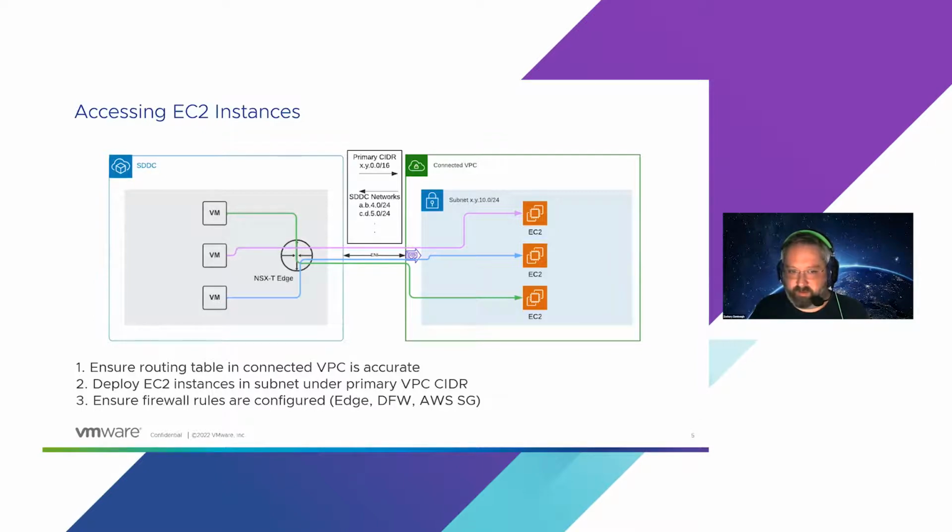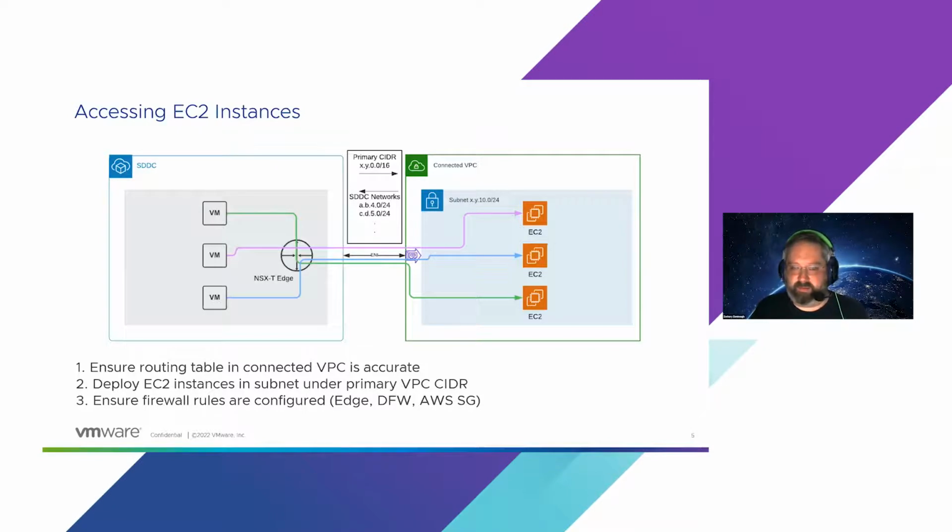The smallest is a /28. But if you want to be able to deploy other subnets, for example, this one, which we can see is XY10/0/24, you need to make your primary CIDR sufficiently large in order to create additional subnets to deploy EC2 instances in this example. The primary CIDR can't be changed after you deploy a VPC, so it's important to try to get it right the first time.